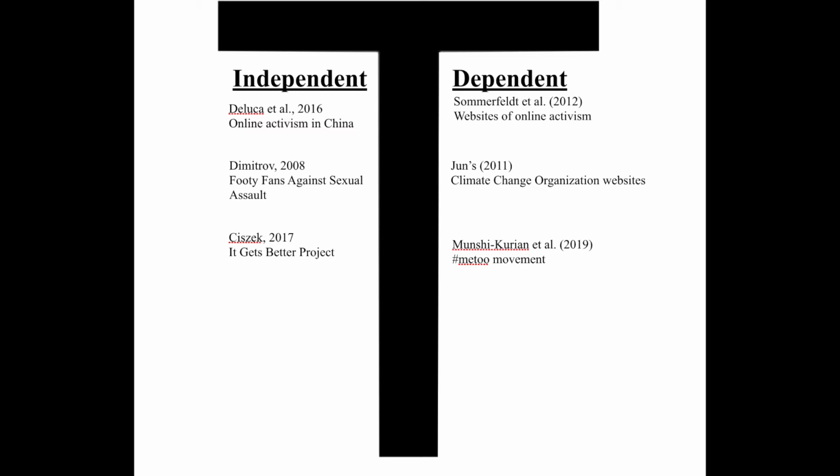So as you can see on the screen, there is a T-chart. On the left side are the articles that fit the independent category, and on the right side are the dependent articles. Now I will discuss why each article belongs in their category.